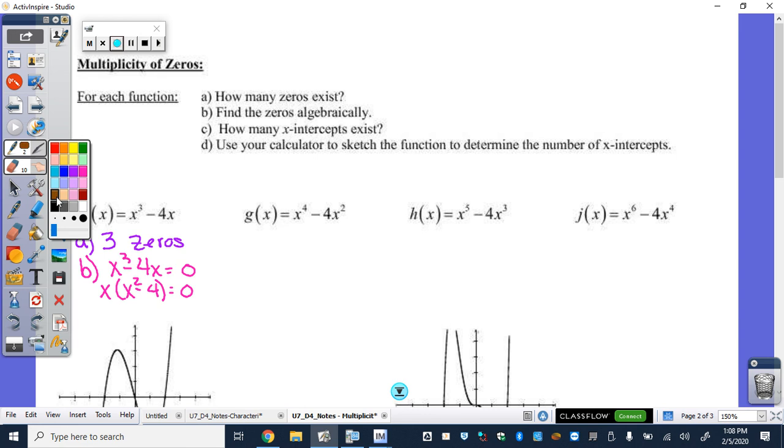You could factor that, yes, or you could just add your 4 over and then square root both sides. I kind of think it's a little faster that way. So if we add our 4 over, we have x squared equals 4, square root both sides, and we get plus minus 2.